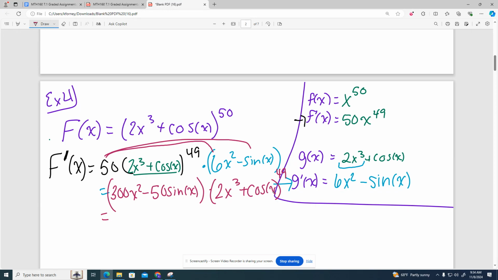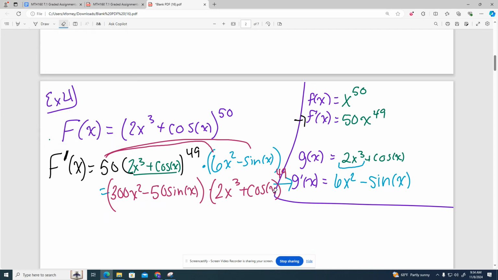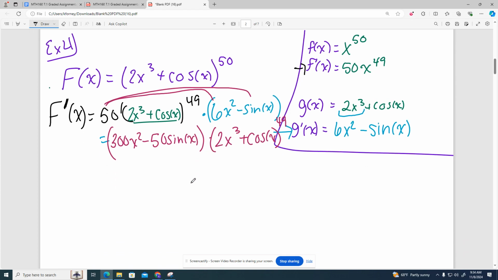Also, another thing you could have rewritten this. I'm not going to write it, but I'll say it. You could have had 50 and then parentheses this, and then the order doesn't matter. It's commutative. It's multiplication. So if you get an answer and the order's different, it doesn't mean you're wrong. You might just have ordered it different. Multiplication is commutative.